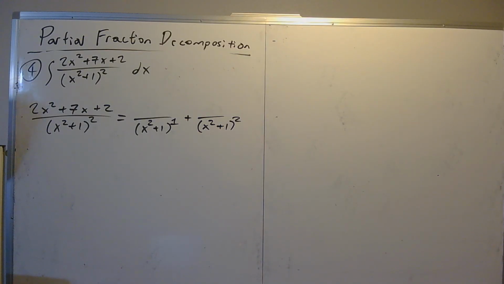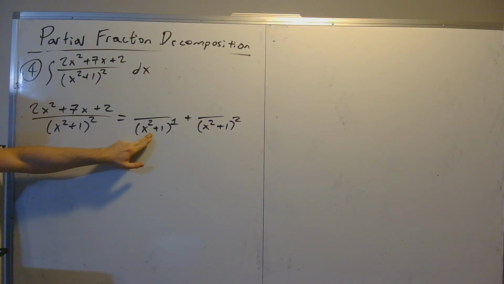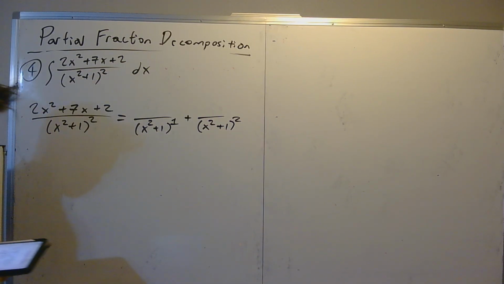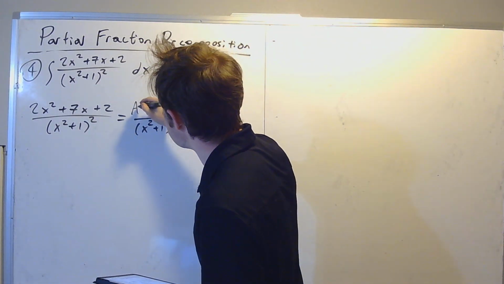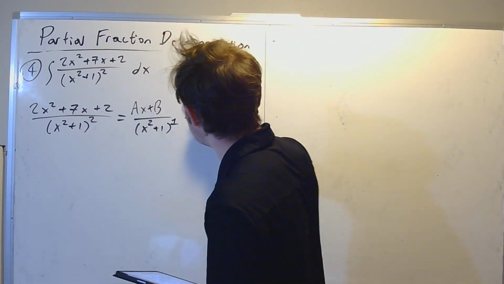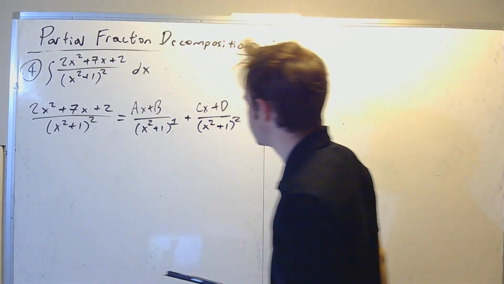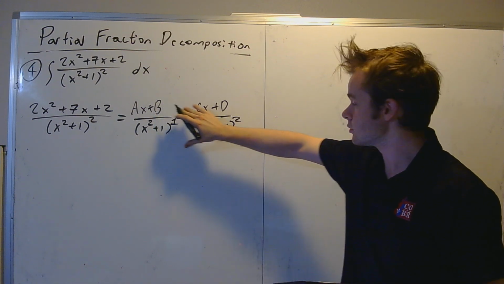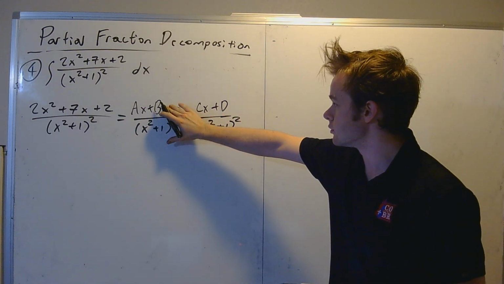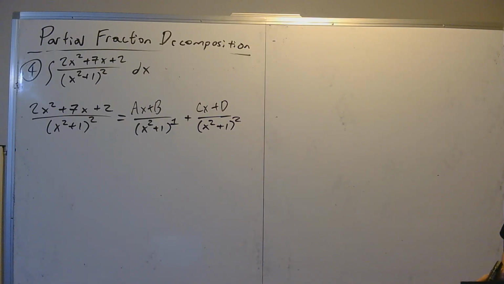Okay. The next tool we need to use is what we talked about in example 3. We've got this irreducible quadratic. And I said whenever we have an irreducible quadratic like that, what we need to do here is rewrite this as ax plus b, and rewrite this part as cx plus d. Right? So the reason why these are linear terms instead of just constants in the numerator is because these things in the denominator are irreducible quadratic polynomials.